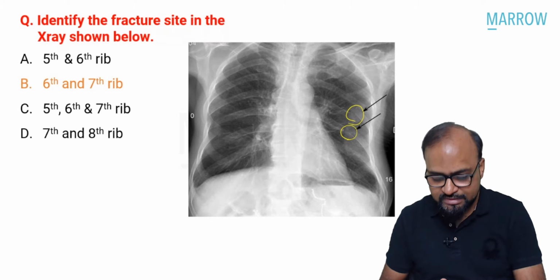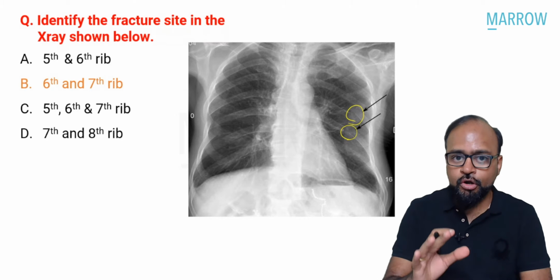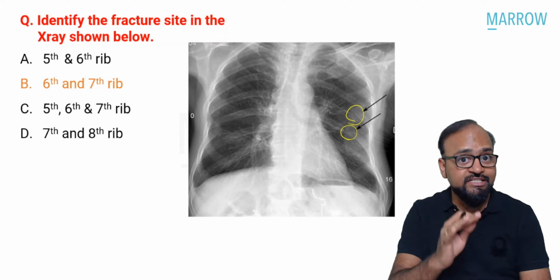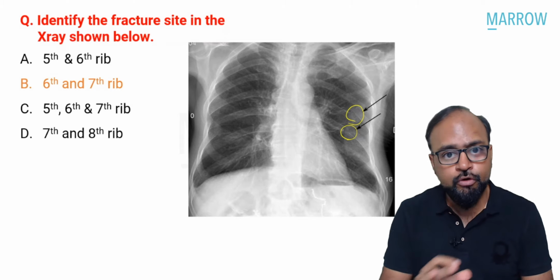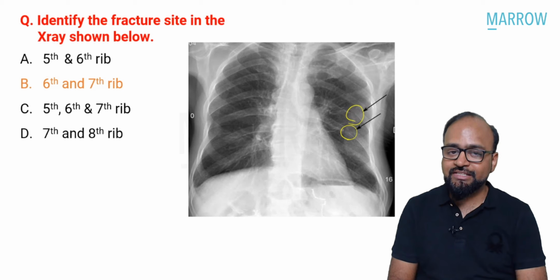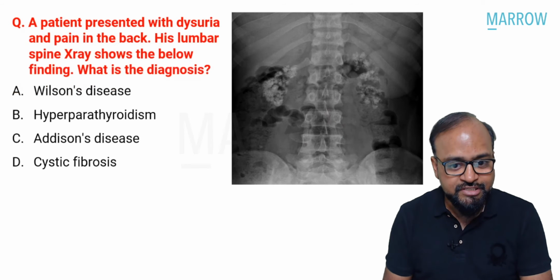So this is the 6th and 7th rib which is fractured. All right, so this was about rib fractures. Chest X-ray basics is very, very important for all your exams, not just for INI-CET, right? So this was the question on chest X-ray basics.